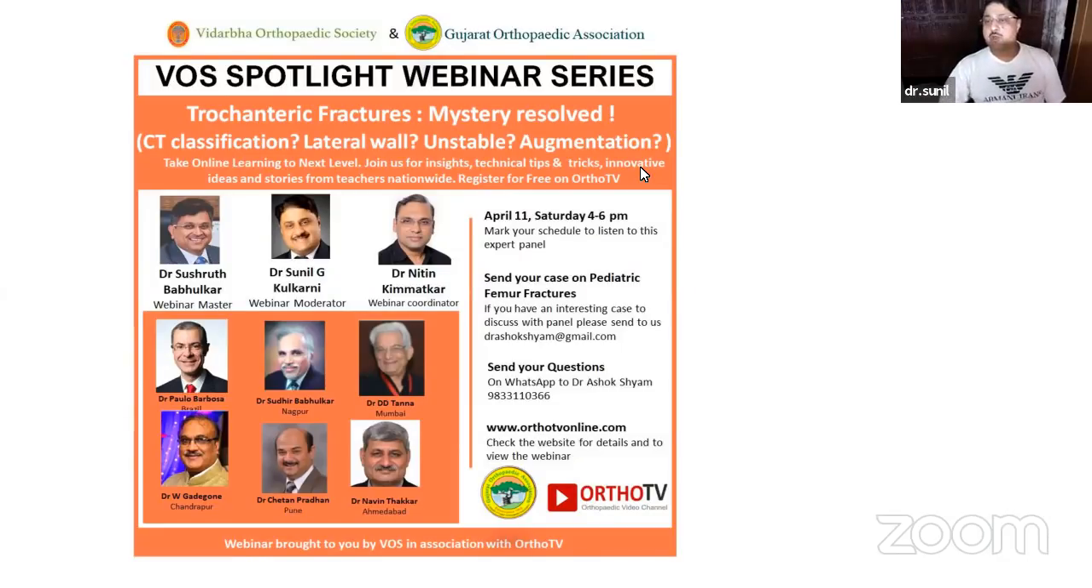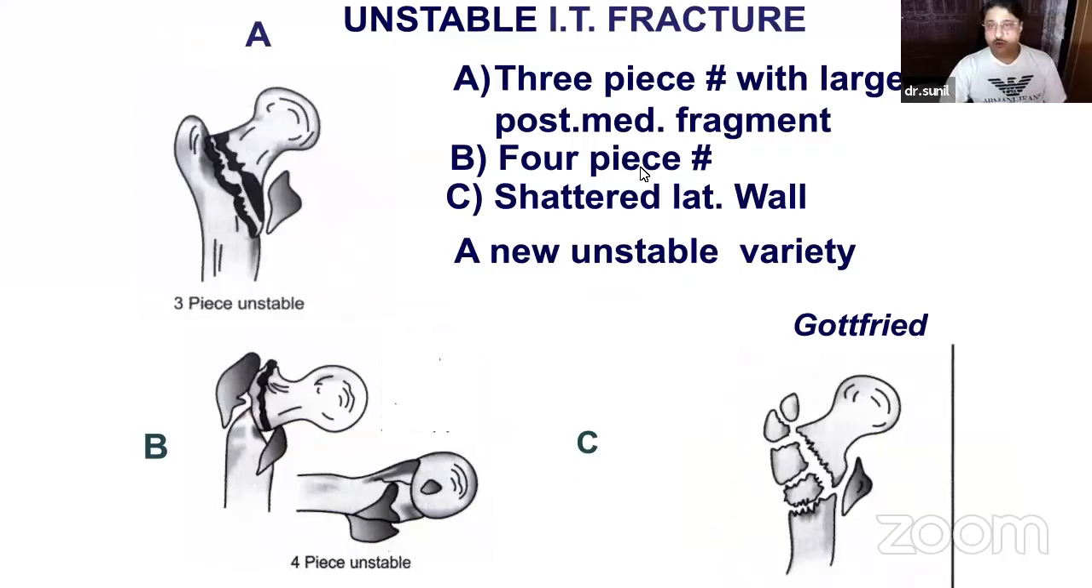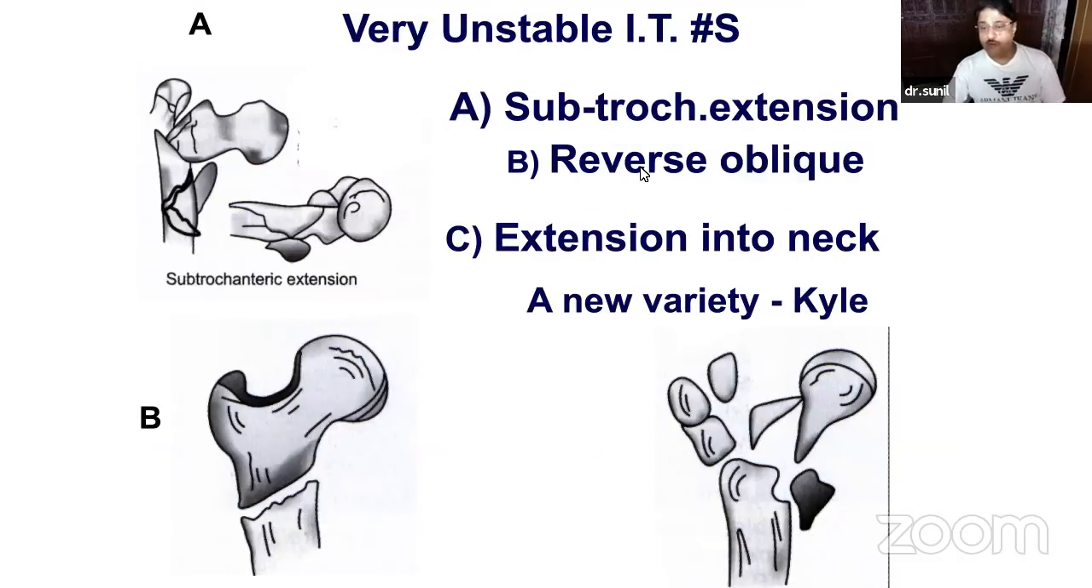Hi friends, we are going to discuss the unstable trochanteric fracture, which is very common all over the world. And still it is an unsolved mystery, like the neck of femur. We are going to discuss various methods of treating this difficult fracture, especially in elderly and comminuted fractures. So what we are going to discuss are 3-part, 4-part, shattered walls and very unstable fractures like reverse oblique. We are getting various varieties, so we want to discuss the treatment of these kinds of fractures properly.